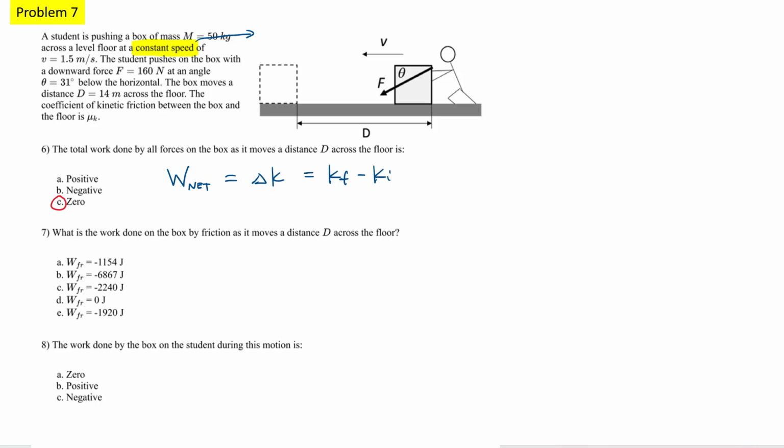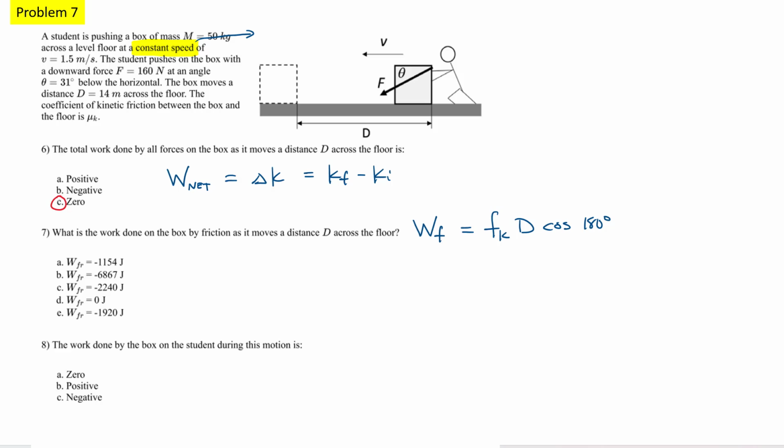Question 7 says, what is the work done on the box by friction as it moves a distance d across the floor? Well, they're asking me for the work done by friction, so I would just do the work done by F like this. It is the force of friction, Fk, multiplied by the distance d and multiplied by cosine of 180 degrees. That's what I would do.